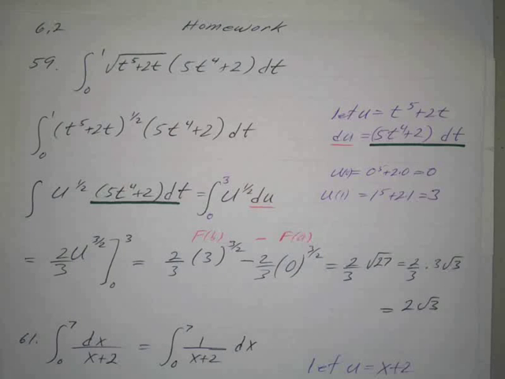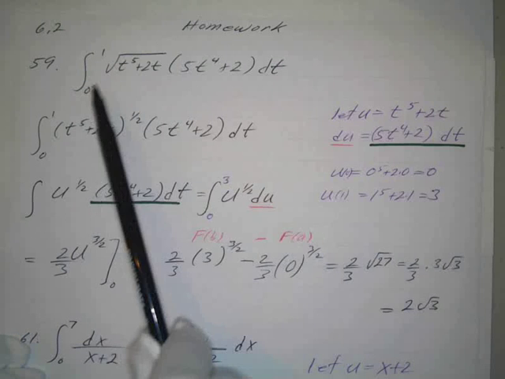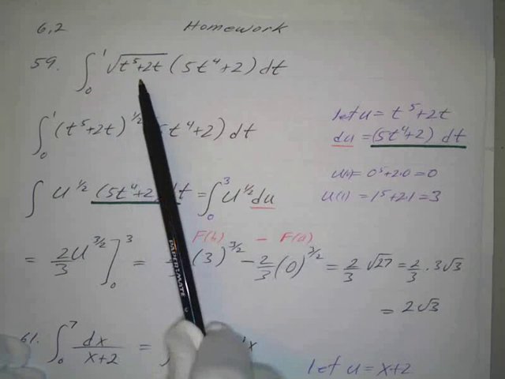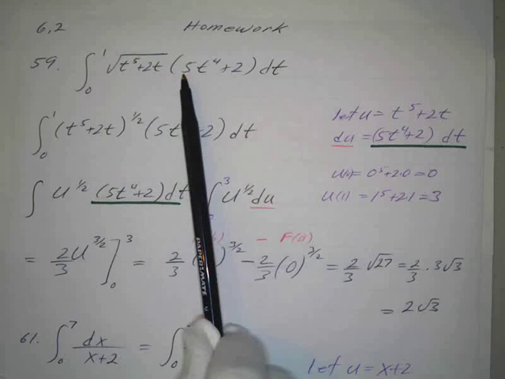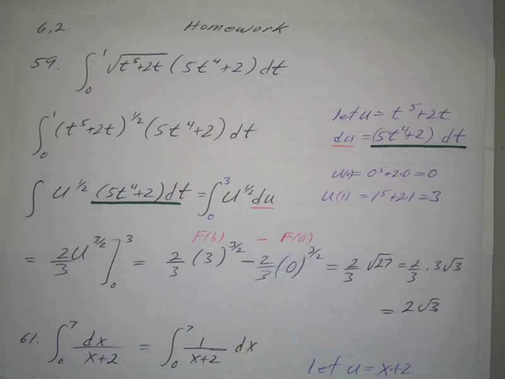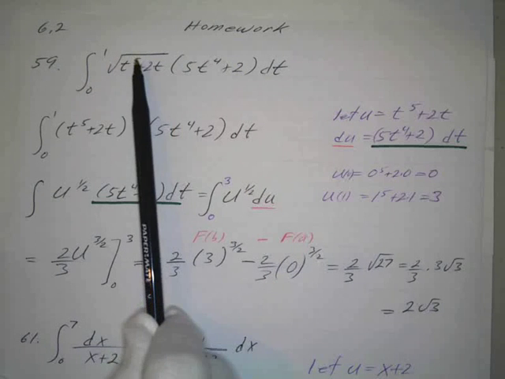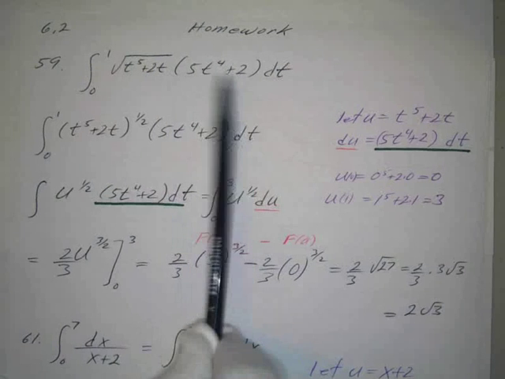Okay, some more problems from section 6.2, and this is number 59. We have the integral from 0 to 1 of the square root of t to the 5th plus 2t times the expression 5t to the 4th plus 2 dt. And if I look at the inside of this, the derivative of that's just going to be 5t to the 4th plus 2, so it's right there.